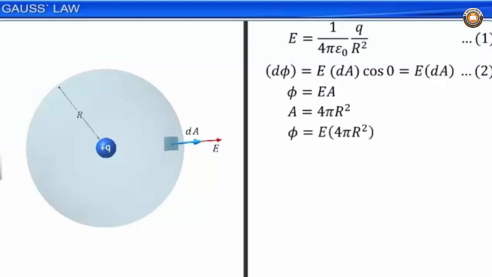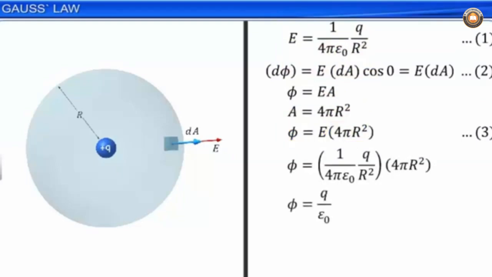Substituting equation 1 in equation 3 and simplifying, we get the net flux phi is equal to Q by epsilon naught. Let this be equation 4. We see that the net flux phi is proportional to the charge Q enclosed by the Gaussian surface, or we can say that the net flux is proportional to the charge inside the Gaussian surface.